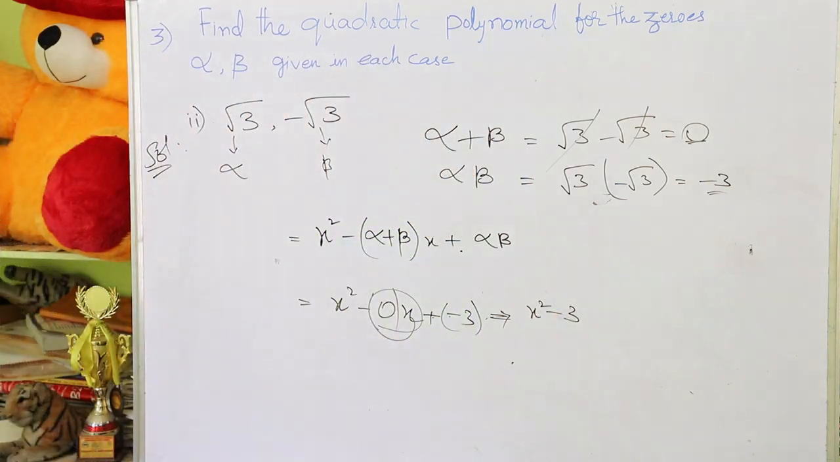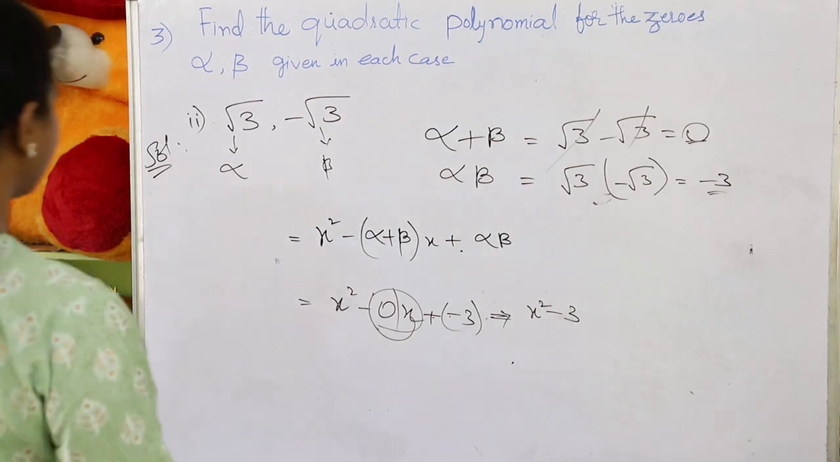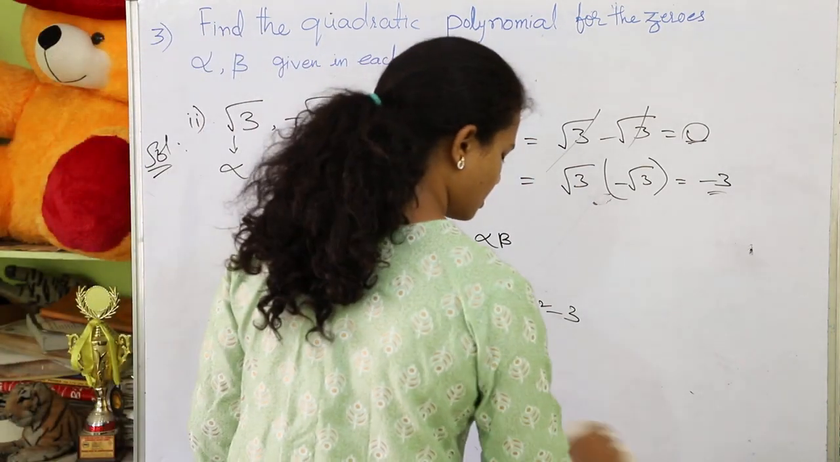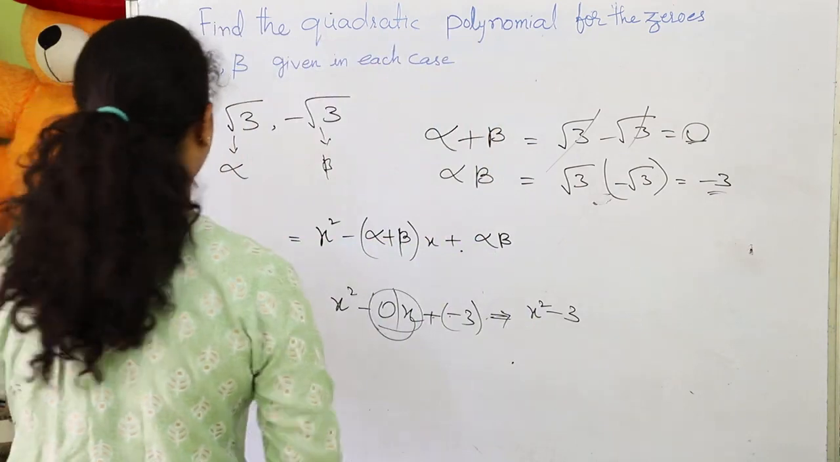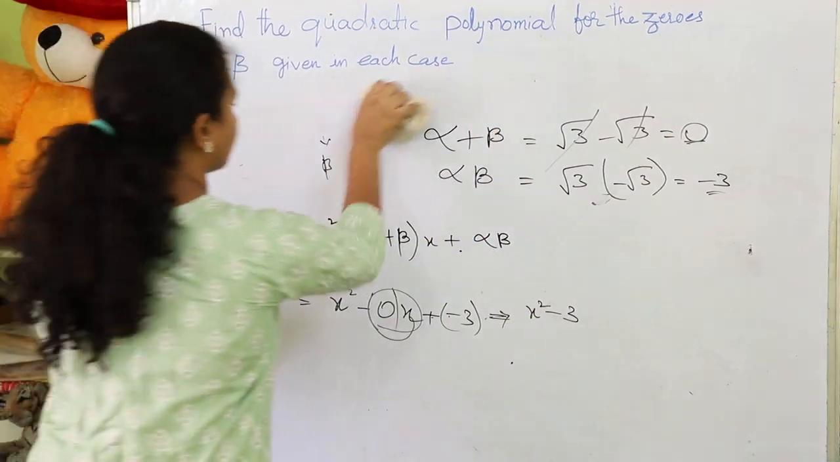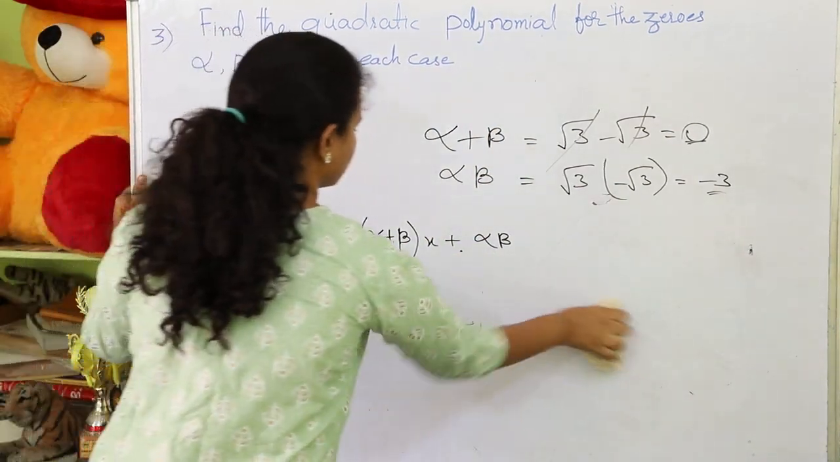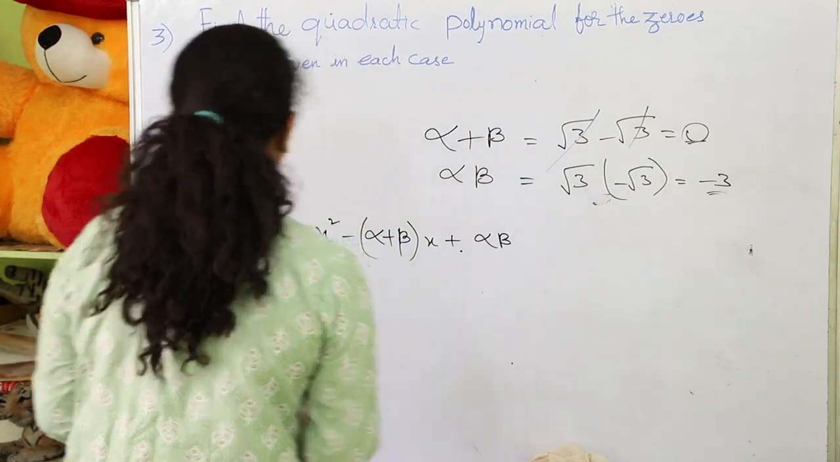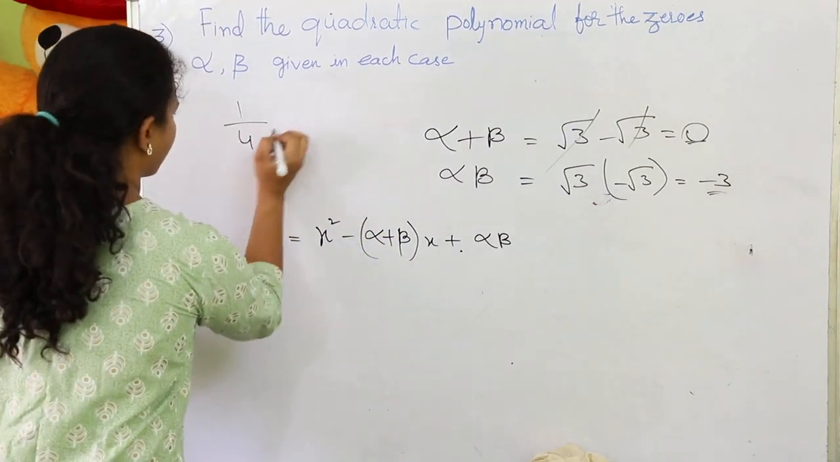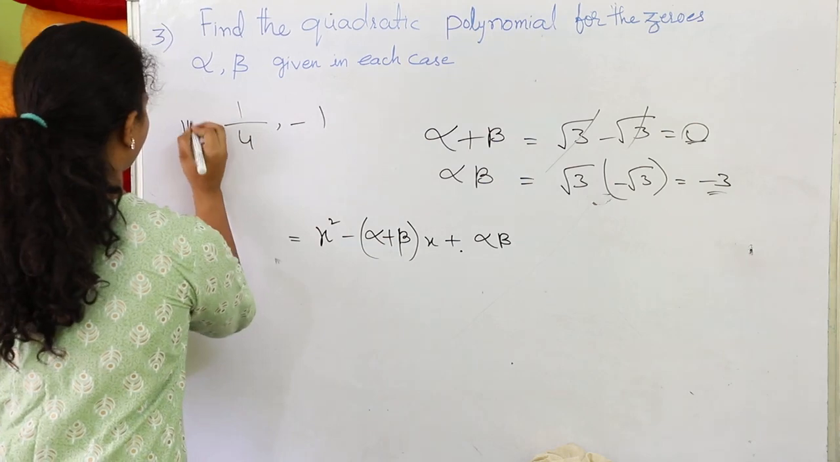Clear? Are you getting it? X square minus 3 will be the answer. Is the board clear? Very good. Now let me go for the next one, the third one: 1 by 4 comma minus 1.